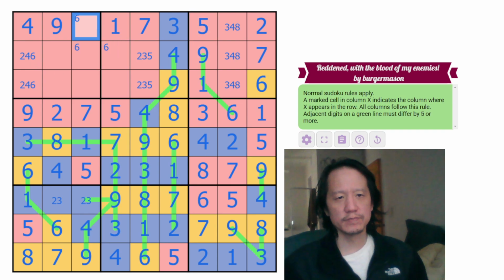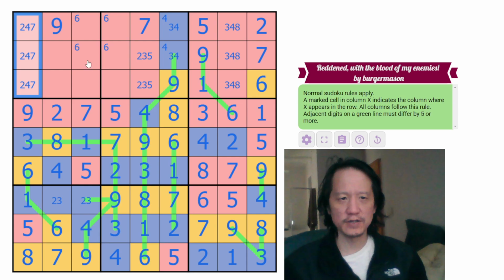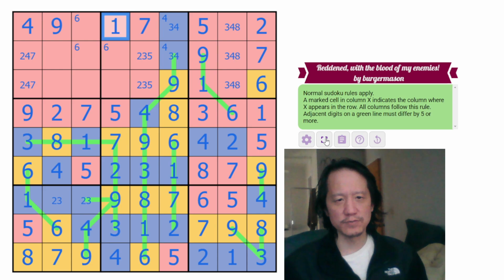Oh, wait. How do I... Okay, this is 2, 4, and 7. My apologies for that. This can't be 2 or 7, this has to be 4 then. Which makes this a 1. Similar thing. Okay, so this can't be 4 or 7, so this has to be 2. This can't be 2 or 4, so this must be 7.